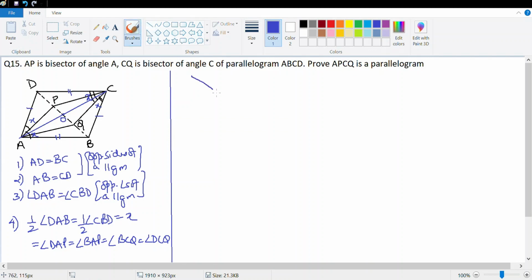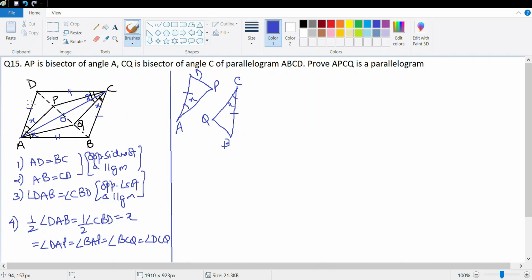So let's look at these two triangles, DPA and CQB. This is angle X, this is angle X. This is equal, this is equal. I need one more thing equal, which will help me prove this.